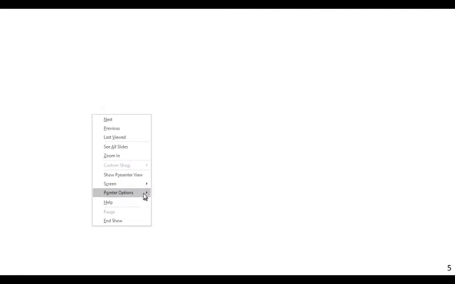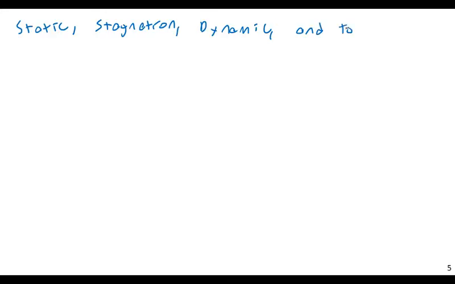Okay. Next, I want to look at one final interpretation of the Bernoulli equation, and this is basically a pressure interpretation. So we have seen that there are many different ways to interpret Bernoulli, and I can also look at static, stagnation, dynamic, and total pressure.